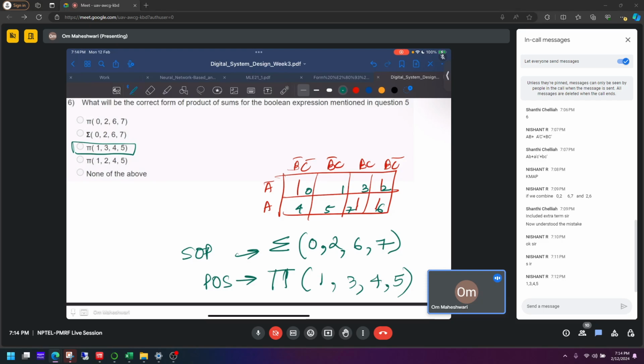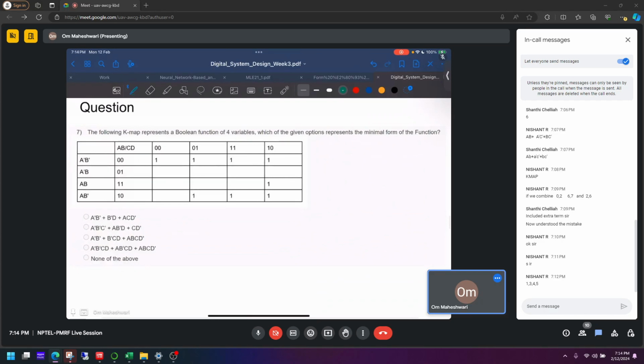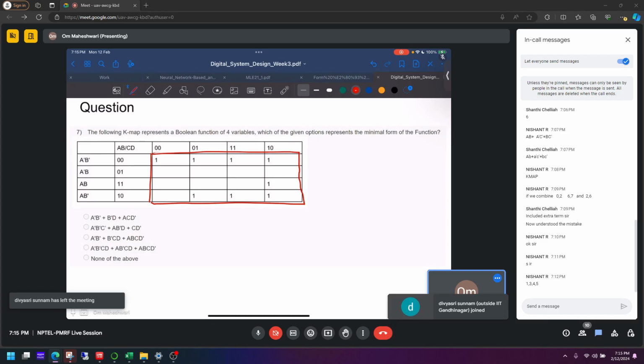Okay, so let us take the next question. Again we have this K-map. So this is the actual K-map, don't get confused. You have to find the minimum expression. So please attempt this. Now we have solved a lot of K-maps. You can do this now.